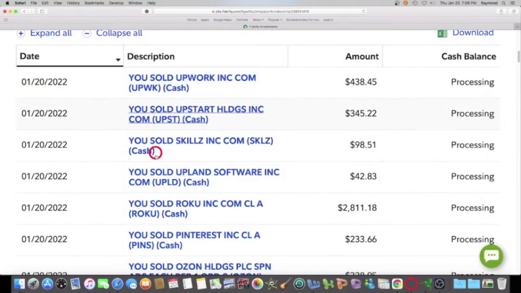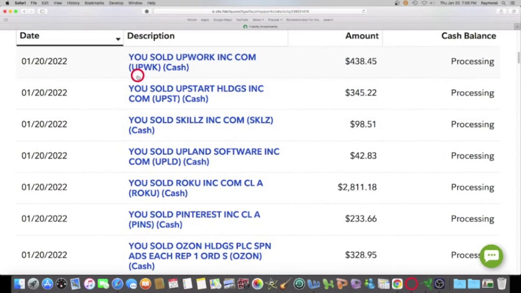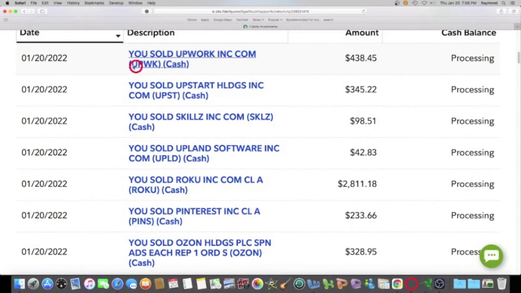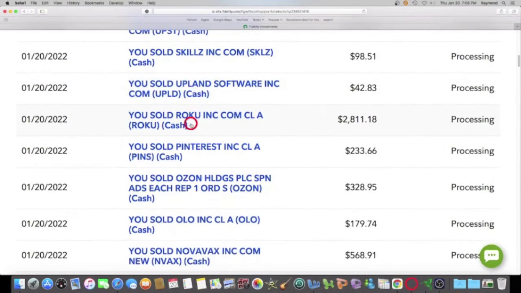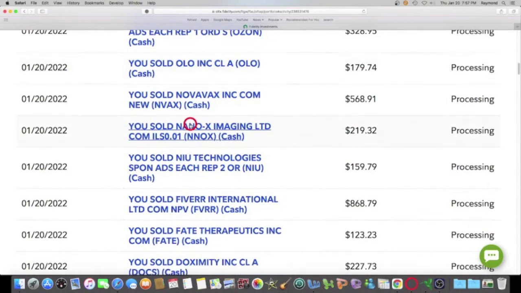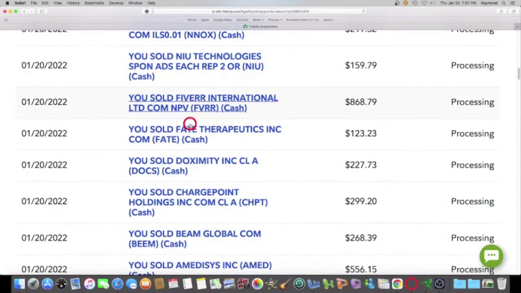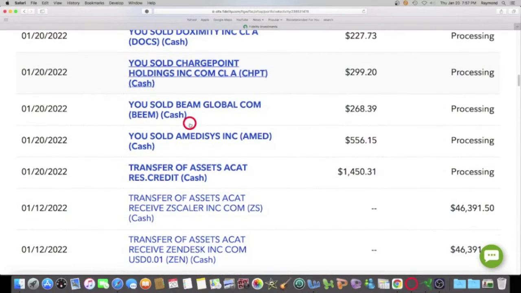And they're all right here in this column. I'm not going to read them out because you can see the stock ticker in parentheses. So, for example, the first one, the ticker is UPWK. And here's the name of the stock up here, Upwork Inc. And you're going to see this for all of these. So I'm going to just scroll slowly, and you can pause the video, and you'll see everything I sold today. And I'm going to do a summary of why I sold all these particular stocks.